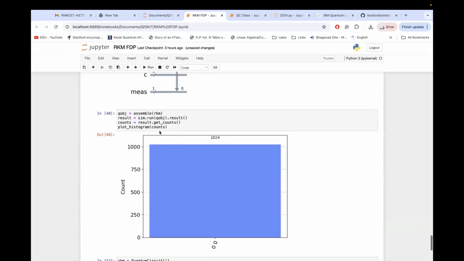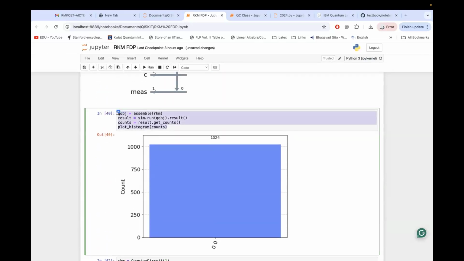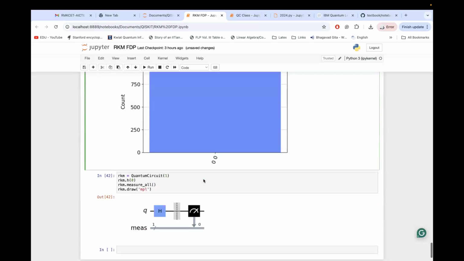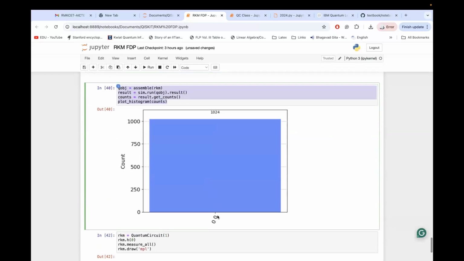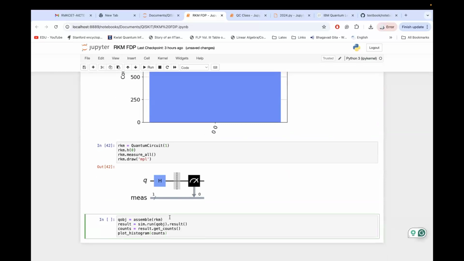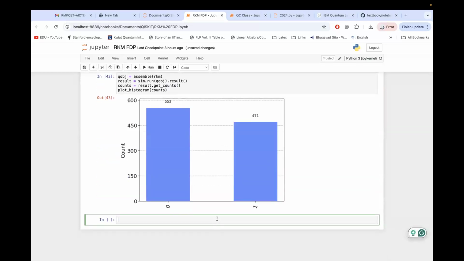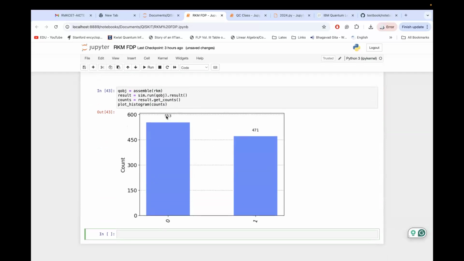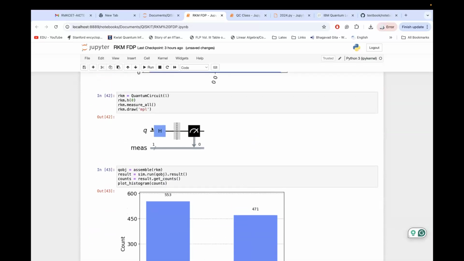Now we have to plot the histogram and see what happens. Before applying this Hadamard operator, we found the 0 state all 1024 times. Now let's see what happens to the system. Here, we are running the circuit 1024 times. 553 times the system is found in the 0 state, and 471 times it is found in the 1 state. That means this Hadamard operator creates a quantum superposition of the 0 and 1 states.